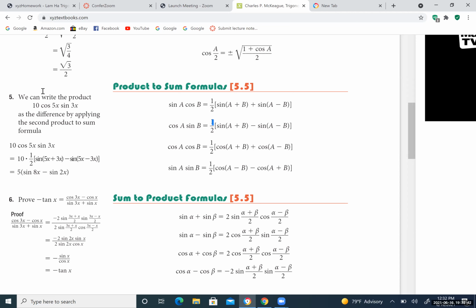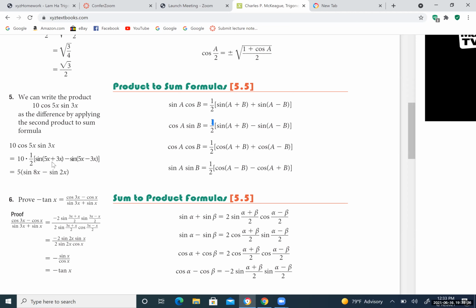Like example number 5 right here. We can write the product 10 times cosine 5x times sine 3x as a difference by applying the second product to sum formula. The reason they're doing this, again like I said, is they want you to practice all the trig formulas. In this case x is unknown. So the best way to simplify this: for the 10 in front of the product, you just pull it out in front. Then by using that formula, you get 1/2 times the formula.